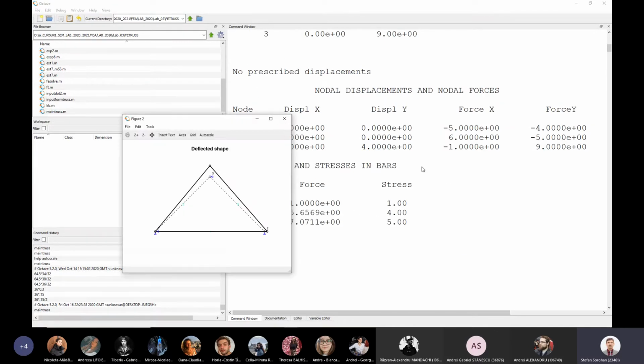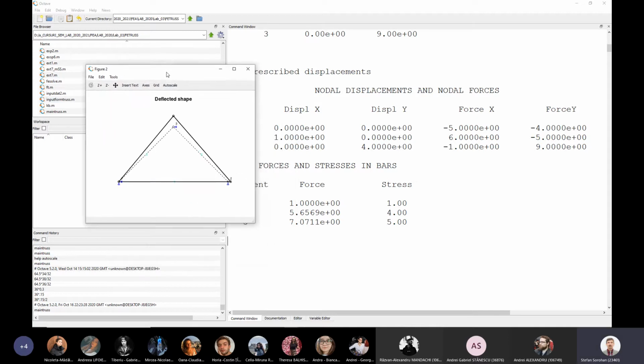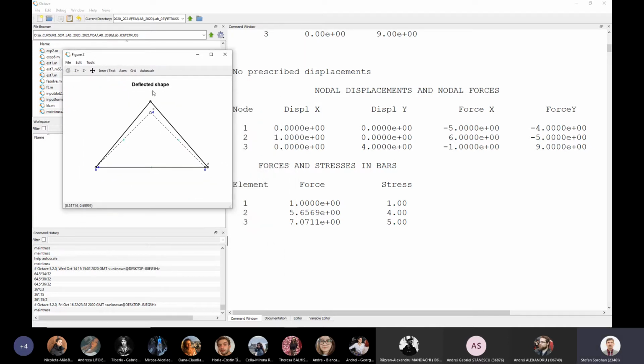After that, you will obtain a new picture in which you will have the deflected shape. So with dotted line, you have the initial configuration, and with the continuous line, you have the deflected shape. You observe that this node 3 has a vertical displacement, a plus 4 in our case. This one has a horizontal displacement, which is 1.